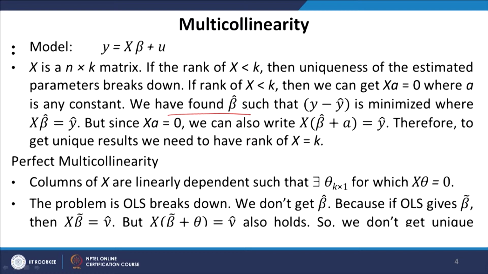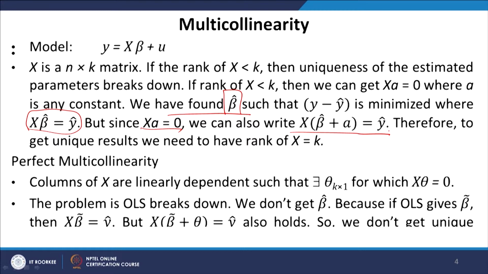minimized the residual sum of squares in order to get a beta hat, and from there we have X beta hat equals y hat. But since X a equals 0, we can also write X times (beta hat plus a) equals y hat, right. Therefore, to get unique results we need to have the rank of X equal to k, otherwise this problem of uniqueness will break down.